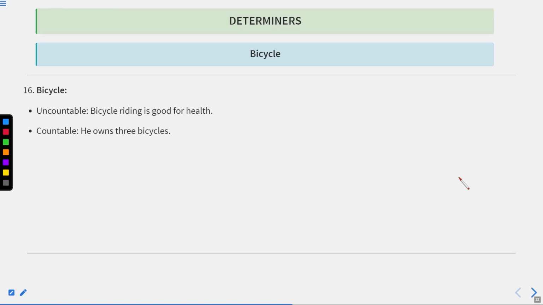Bicycle, uncountable nature. Bicycle riding is good for health. Obviously, I'm not talking about any particular bicycle over here. Instead, I'm talking about riding. Okay. Countable, he owns three bicycles. So here we can count bicycles. Therefore, I'm using the word bicycles, and also I've used three.